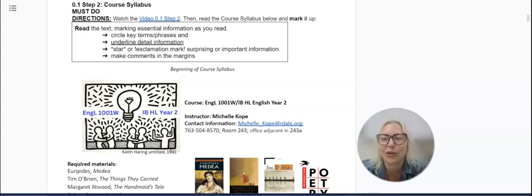We're at 0.1 step 2, the course syllabus. The course syllabus is very long, and part of that is because this course is designed to fulfill the University of Minnesota class English 1001W Intro to Literature. And the University of Minnesota requires me to have certain things in here. So here's what I did.